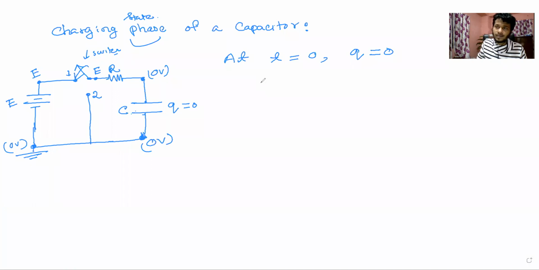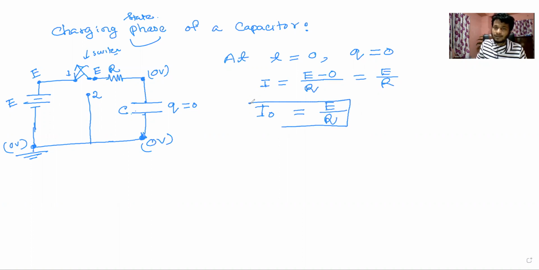So what would be the value of I at time t equals 0? It is nothing but E upon R, isn't it? Because the potential at this terminal is E, and the potential at this terminal is 0 volt. So what would be the potential difference across this resistor R? It is E minus 0, divided by R. This is the current through this resistor R. So this is nothing but E upon R. This is the current at time t equals 0. That means this is the initial current. We can write initial current E naught or E0 is equal to E upon R.